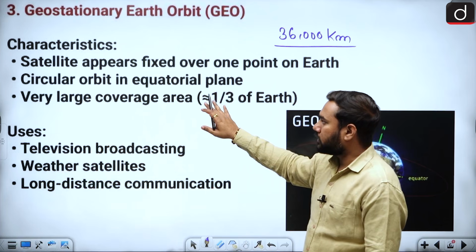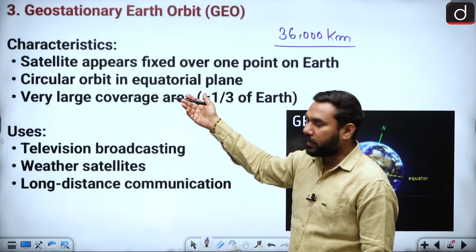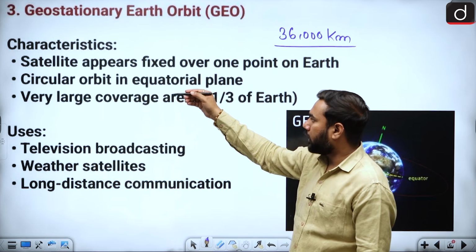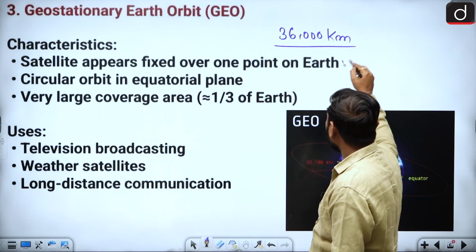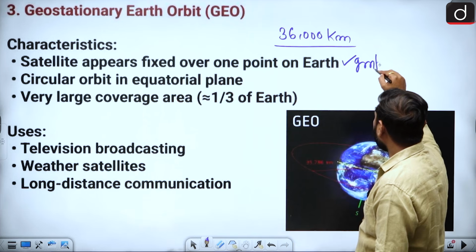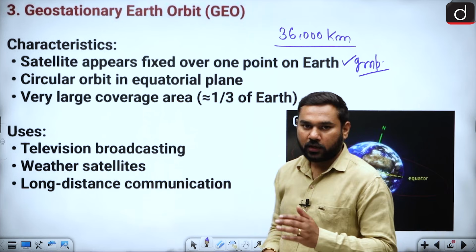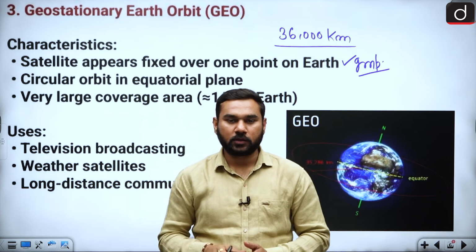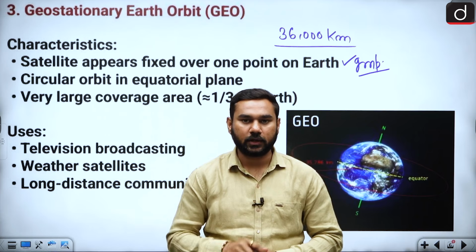What are the characteristics behind it? Why do we use it maximally? Because the satellite appears fixed over one point. This is the most important one. When I'm talking about the fixed part, this is due to the rotational time period.